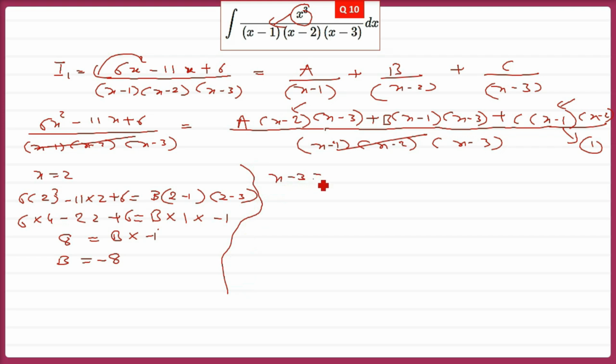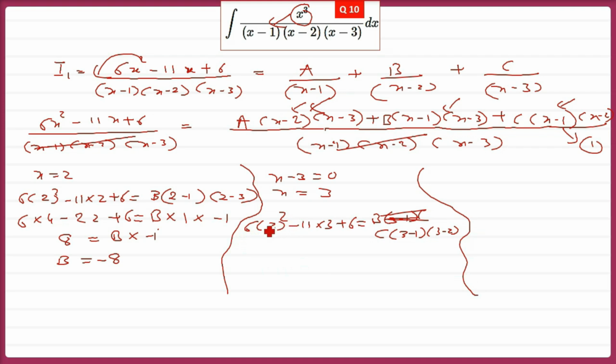In the next one, x − 3 will be 0, that is, x = 3 will be put. So the first and the second term of equation number 1 will become 0. C you are going to get. 3 you have to put in the left-hand side also, wherever you get x. So 6 into 3² − 11 into 3 + 6 will be equal to C into (3 − 1)(3 − 2). 3 squared is 9, 6 nines are 54. 54 − 33 + 6, that is 60 − 33, 27 you will get. On the right it will be C into 2 into 1. So C became 27 by 2.